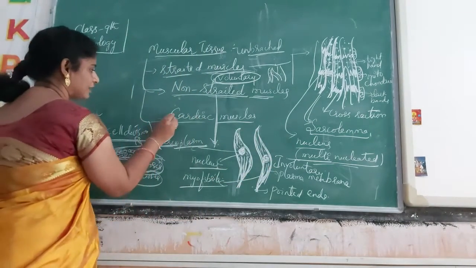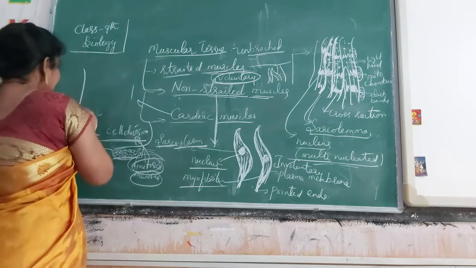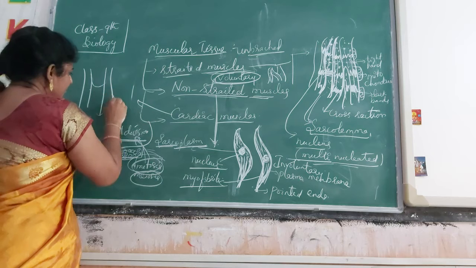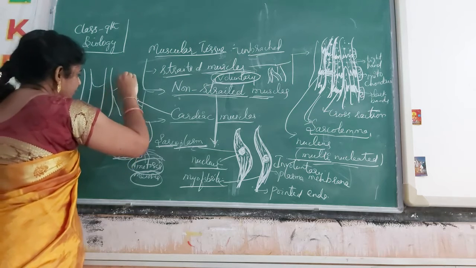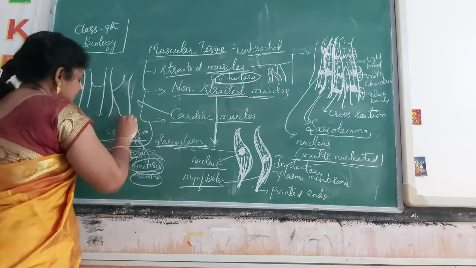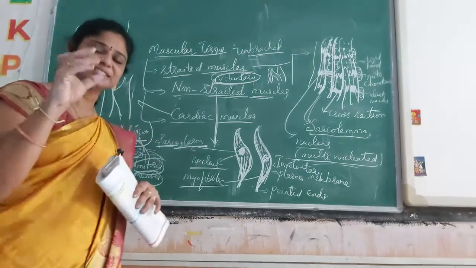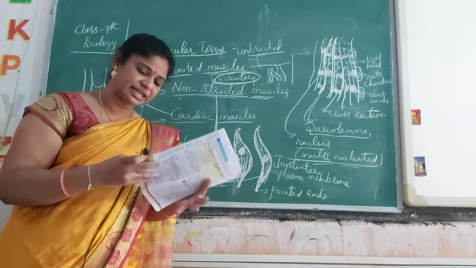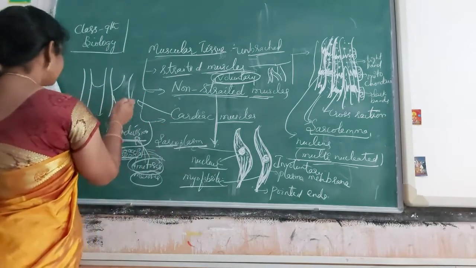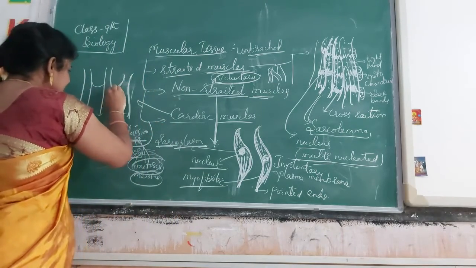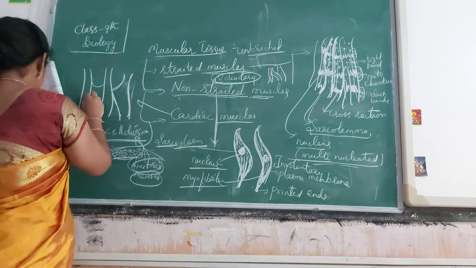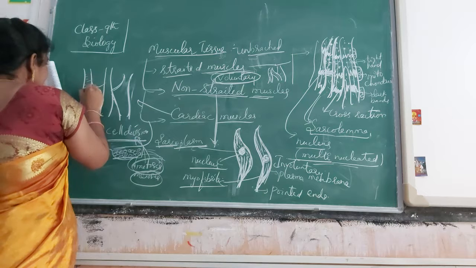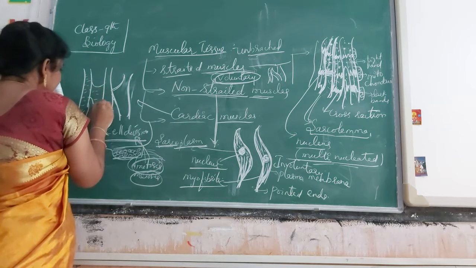Another muscle we have is the cardiac muscle. These are branched. See here, we have a number of cardiac muscles. Contraction and relaxation of the heart has to be seen, so this movement of the heart is done by the cardiac muscles itself. Cardiac muscles are branched here. See here, we can see branches.